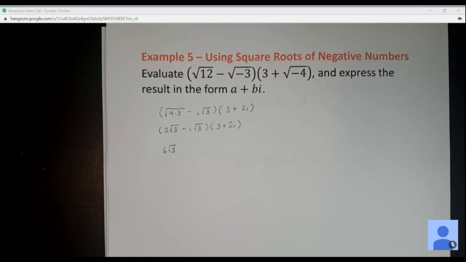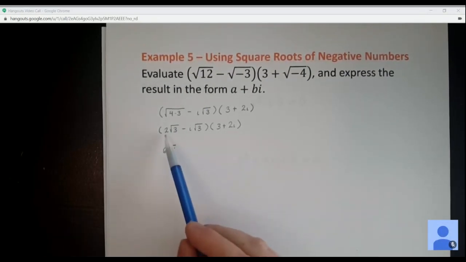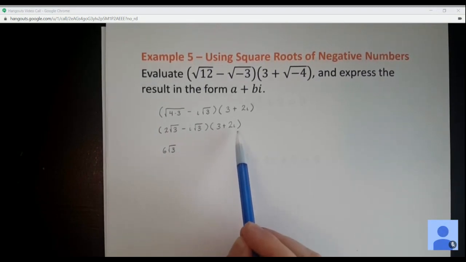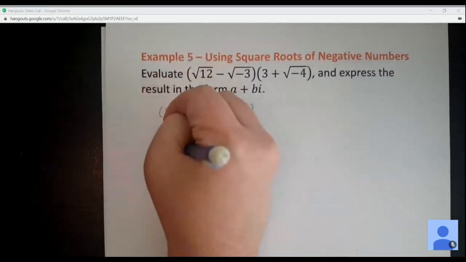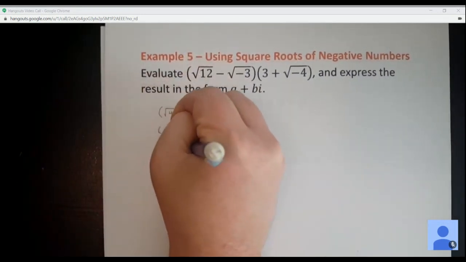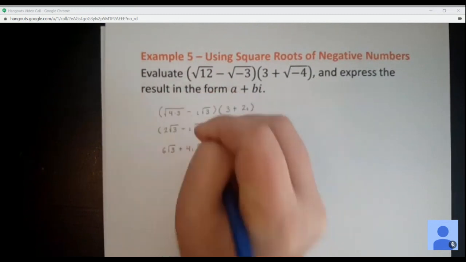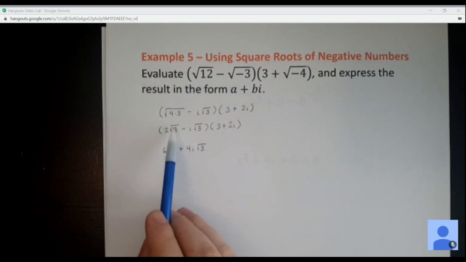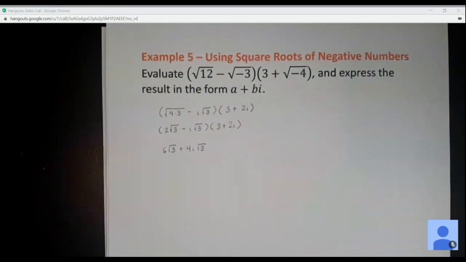Now we got to do our outer terms. If we multiply our outer terms here, what do you think that's going to give us? Okay, so we are going to get a 4i, and we have a square root of 3, right? So we're going to get plus 4i times the square root of 3. So we multiply the 2 and the 2i to get the 4i, and then we have to keep that square root of 3 there.